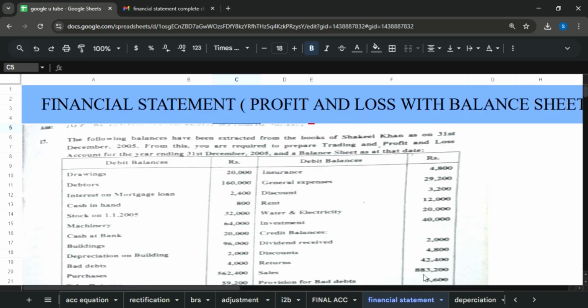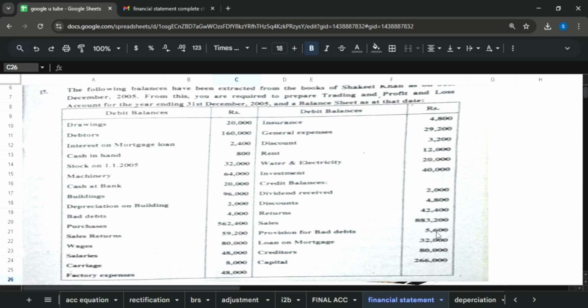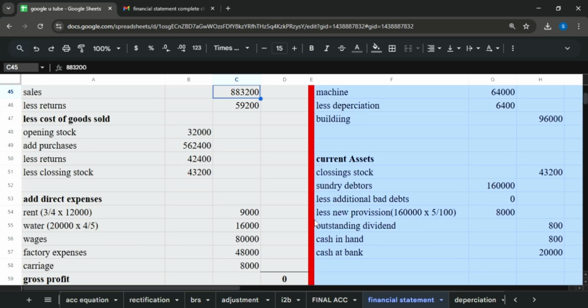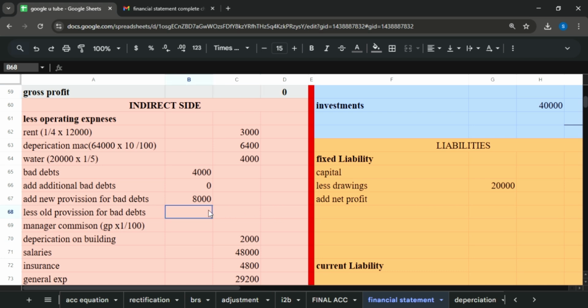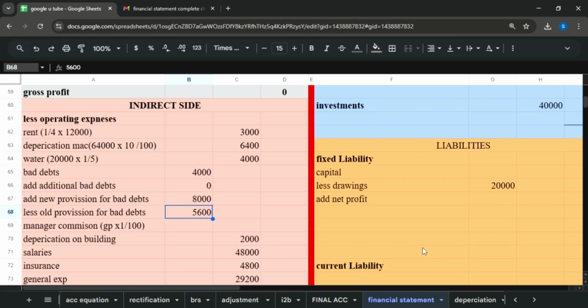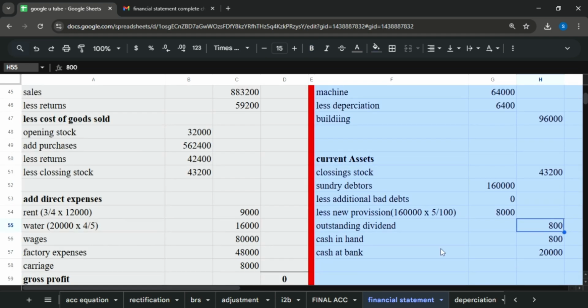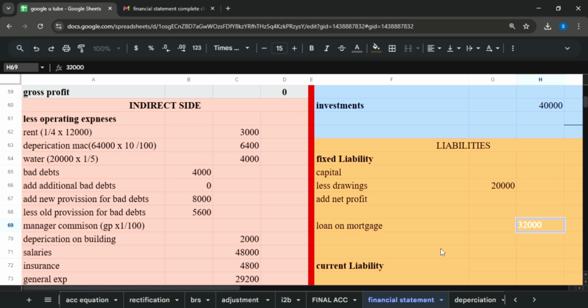So sales, okay. Then we have provision for bad debts. At this stage, look here, provision for bad debt. This is old provision 5600 and we have already made a space. Okay, 5600 old provision. Loan on mortgage, fixed liability. Here you will mention mortgage, amount of which is 32,000. Just write down 32,000 over here.